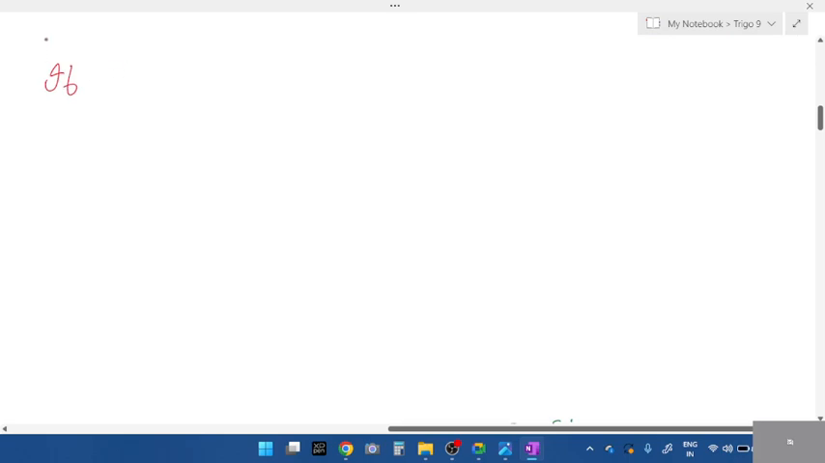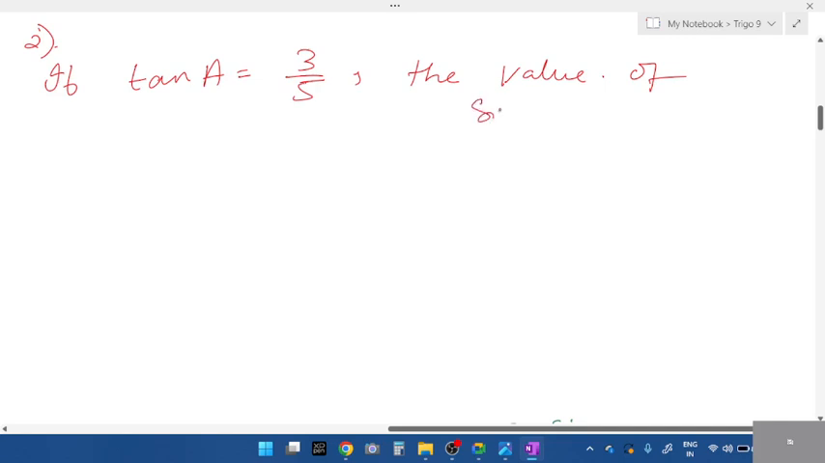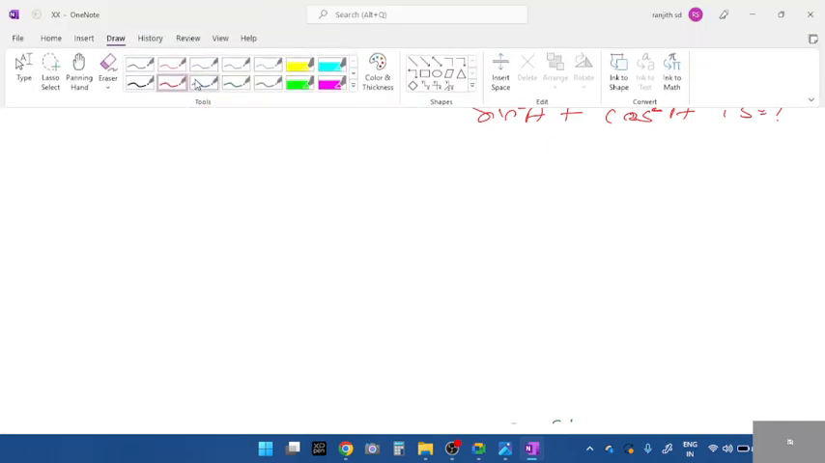Second question: if tan A is equal to 3 by 5, we need to find the value of sine square A plus cos square A. So how will you all start this? All three of you respond, students. How will you all start this?